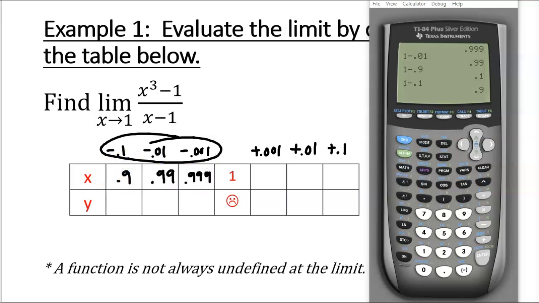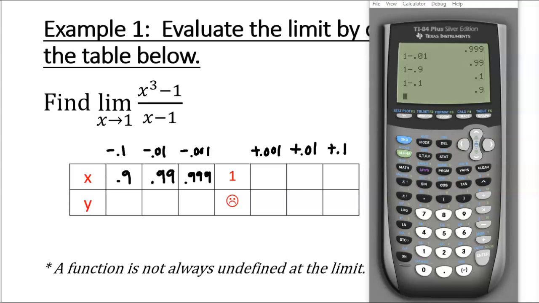And as you can see, these x values are getting closer and closer to 1. 0.9 is really close to 1, but 0.99 is even closer. And 0.999 is so close it's hard to tell how it's even different from 1 at all. But there we are. So we're getting closer and closer to 1.